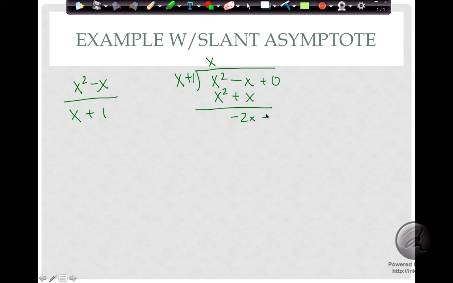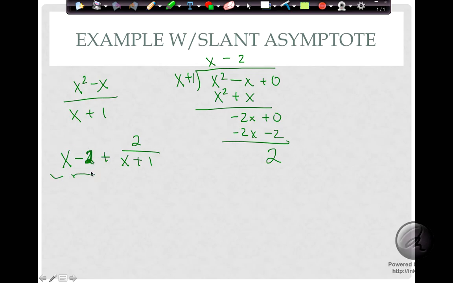Notice that there's a plus 0. We multiply by negative 2, we get negative 2x minus 2. And when we subtract, we get a 2. So if you remember how we wrote our answers before, we have x minus 2 plus 2 over x plus 1.